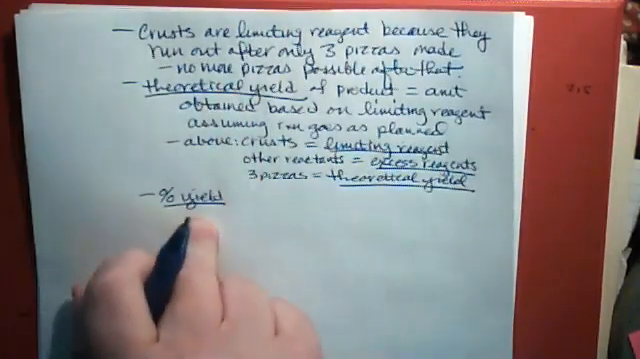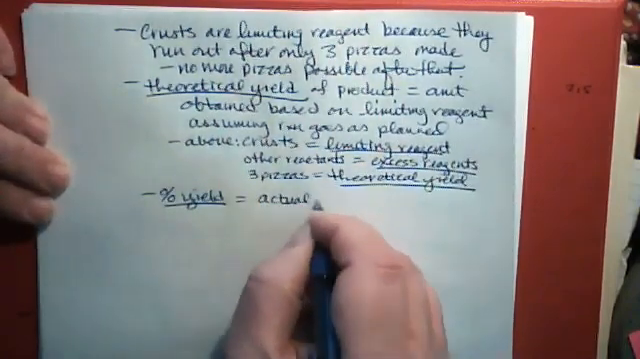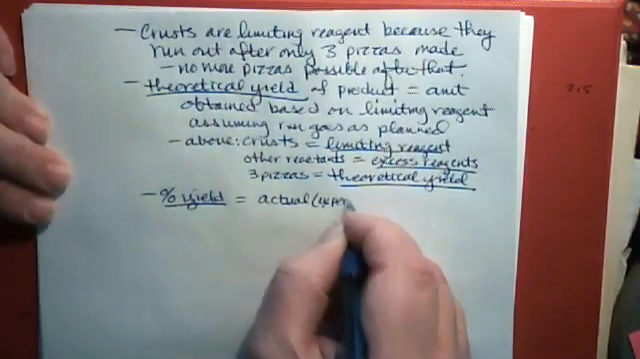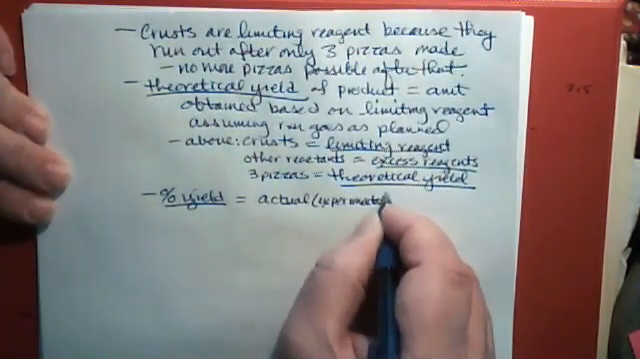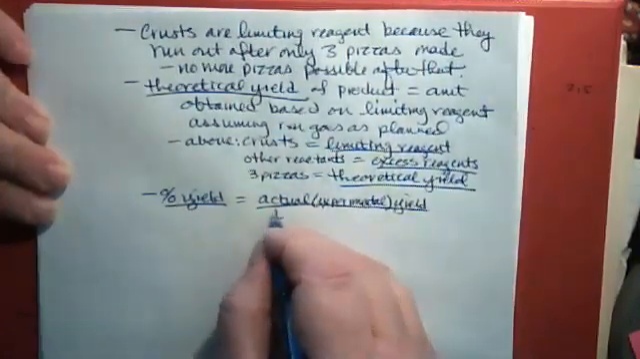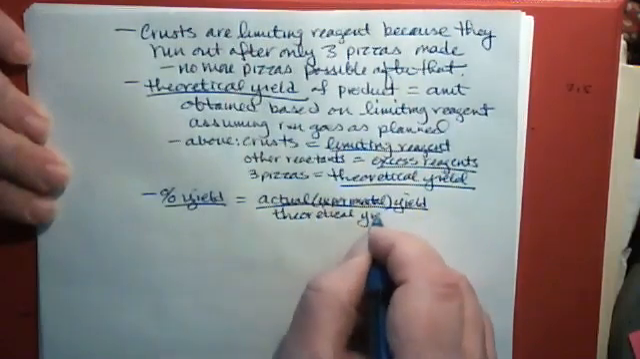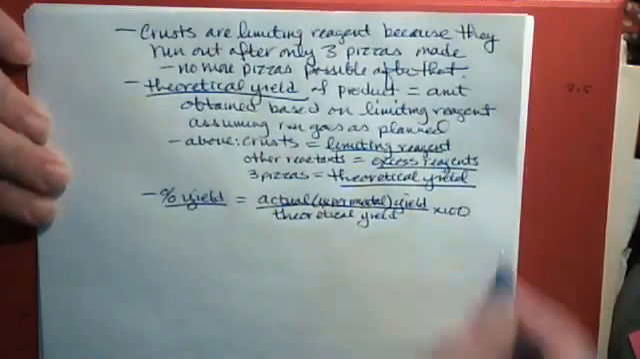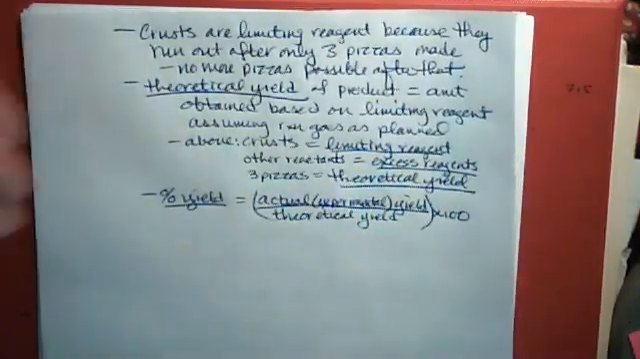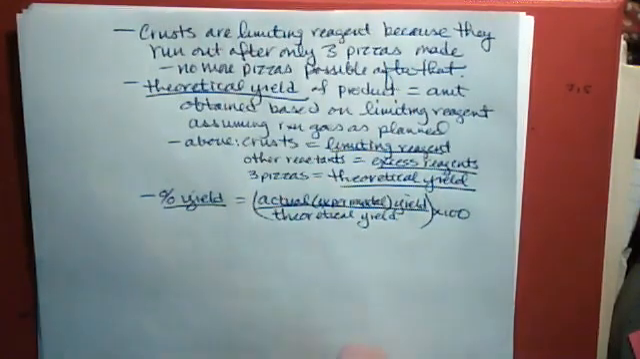And so there is a concept known as the percent yield, which is the actual or experimental yield of a product over the theoretical yield times 100. So if you're expecting 100 grams of product from the reaction and you only get 90 grams, that would be 90 over 100 times 100, or a 90% yield.